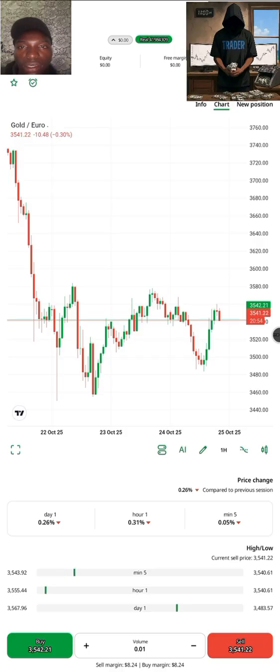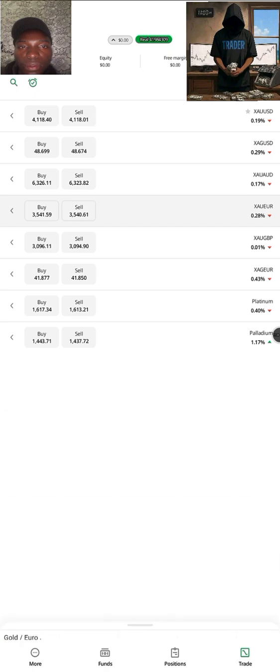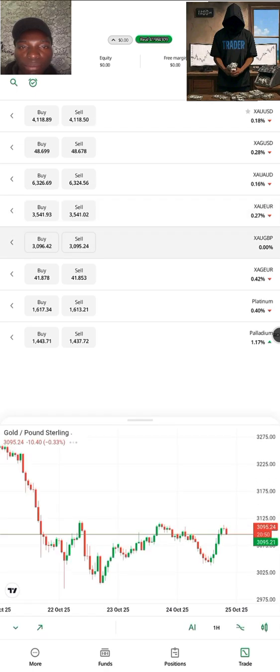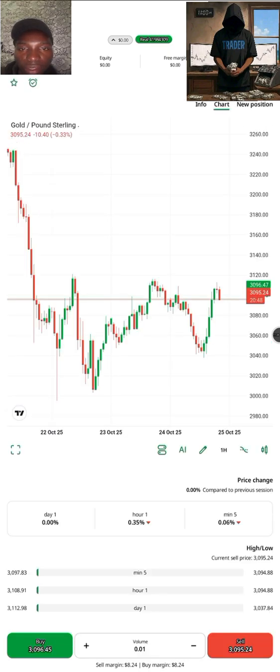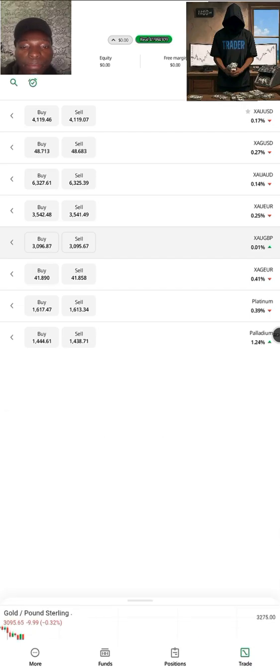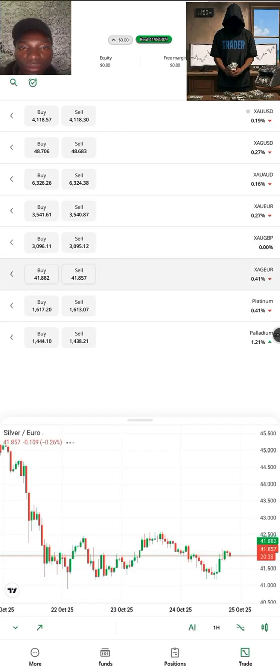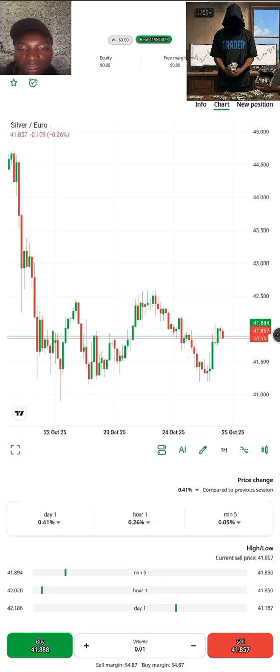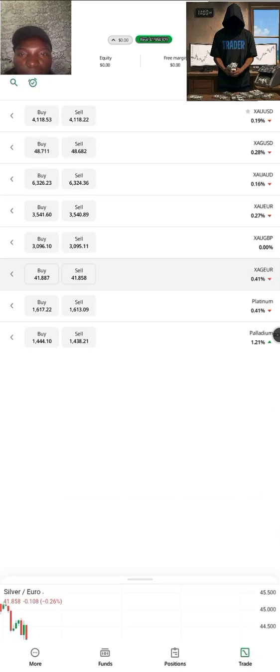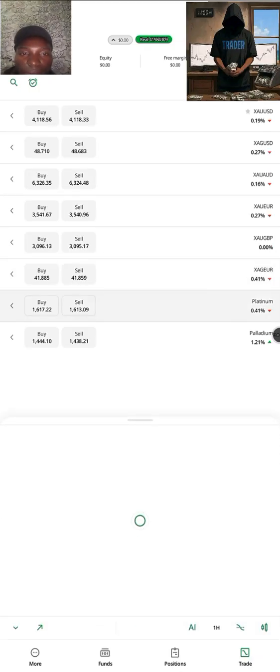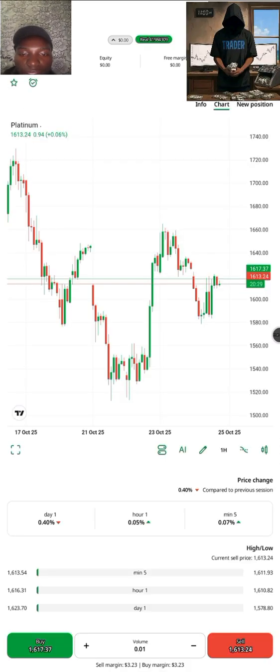and the same thing usually appears in gold in British pound. It is 8.24 US dollars. Let's see, which is this silver? It's $4. Platinum, it is $3.23.